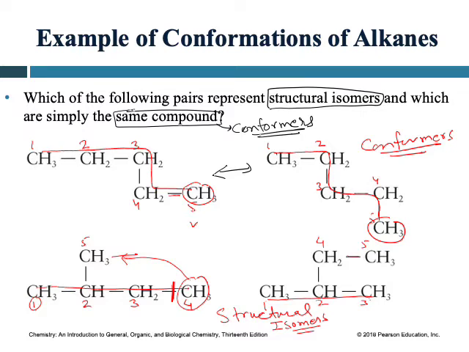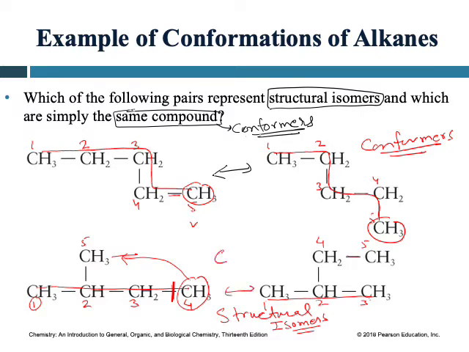Right. So you have to make sure you know the difference between conformers and structural isomers. In conformers, you won't have any discontinuity between the bonds from the first to the last carbon. But in a structural isomer, some bond has to be broken and you don't have the continuity that you had in the previous compound. Right. So that means they are structural isomers. Okay.